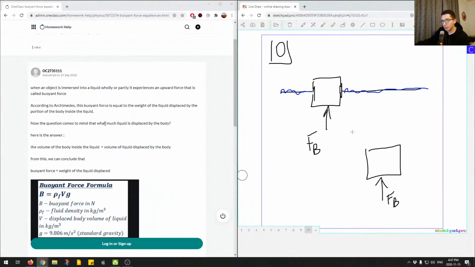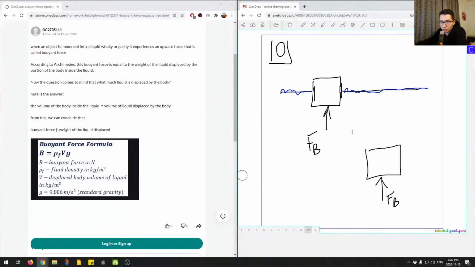Now the question comes to mind: how much liquid is displaced by the body? The volume of the body inside the liquid equals the volume of liquid displaced by the body. Essentially, for any object submerged, the volume of that object will be the same as the volume displaced by the object in the liquid. From this, we can conclude the buoyant force is equal to the weight of the liquid displaced. These are the key things right here.